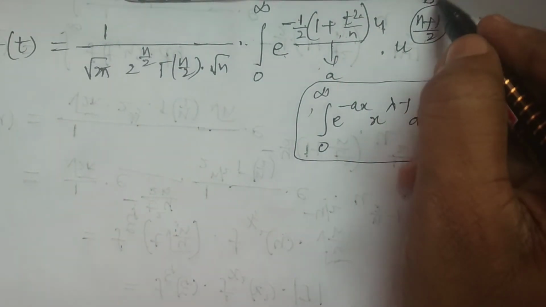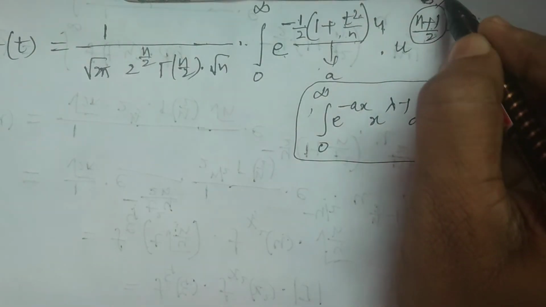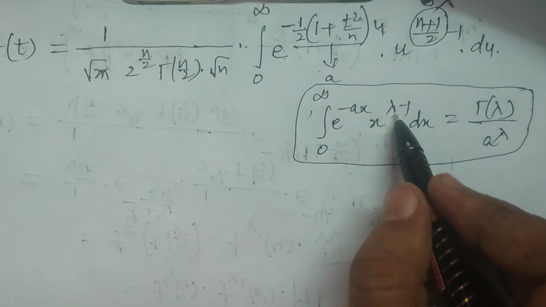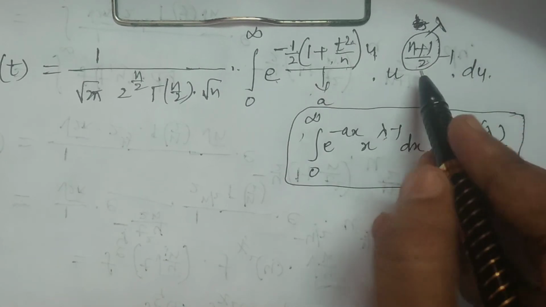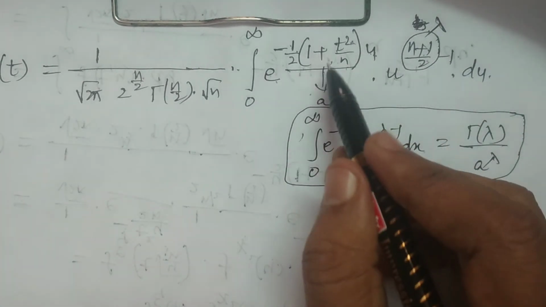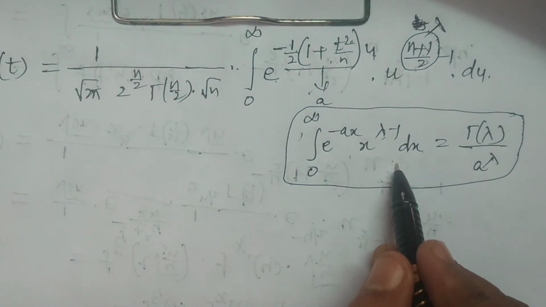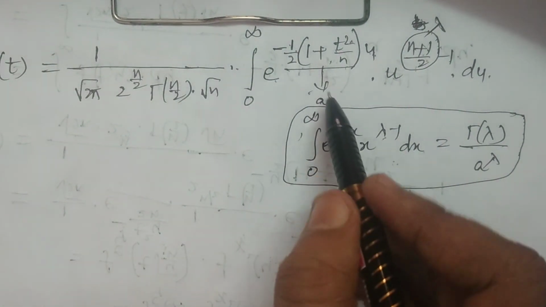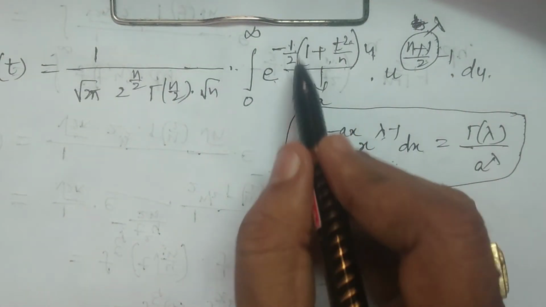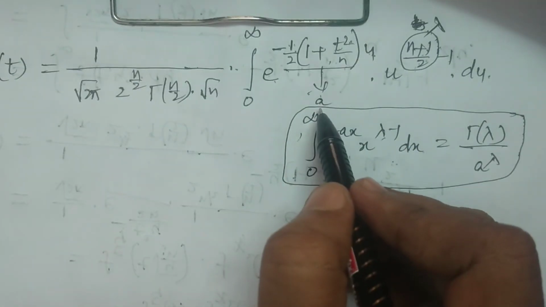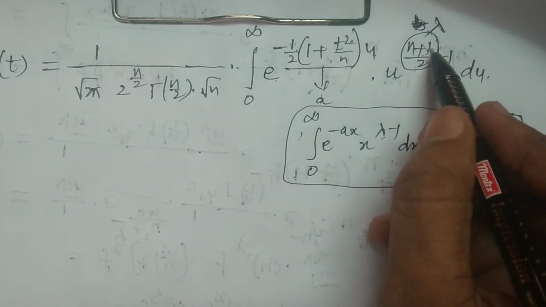Here we have considered b. Consider lambda in this particular formula. Lambda is (n+1)/2. This is the gamma integral with 2 parameters, a and lambda. In the place of a, again I explain, you consider (1/2)(1 + t²/n), and in the place of lambda you consider (n+1)/2.